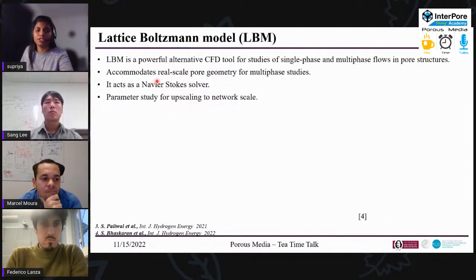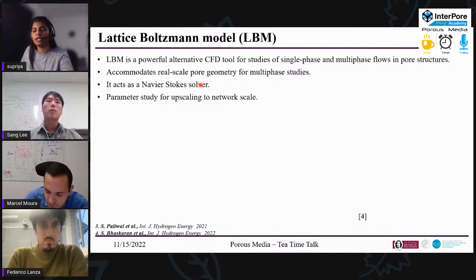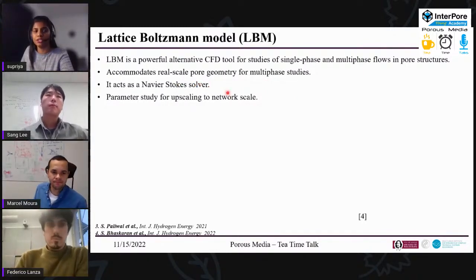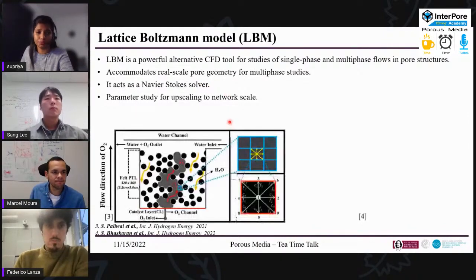So what is basically the lattice Boltzmann model? The lattice Boltzmann model is a CFD tool which is recently used to simulate single phase and multi-phase flows in pore structures. The major advantage of the lattice Boltzmann model is that it can incorporate the real scale pore geometry, and it also acts as a Navier-Stokes solver. And comparatively, it's much faster than the normal CFD software that we use.